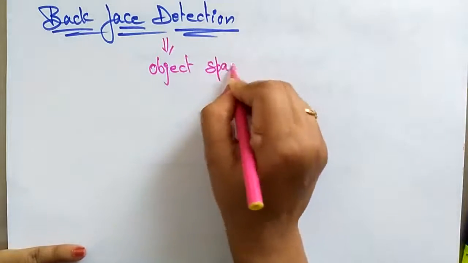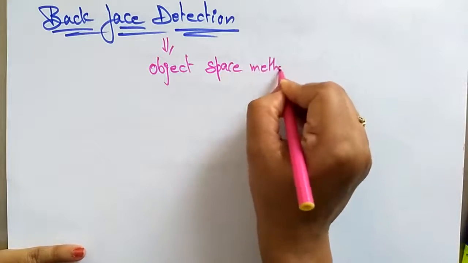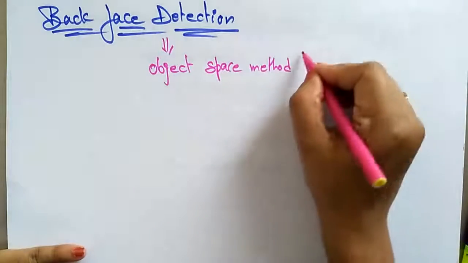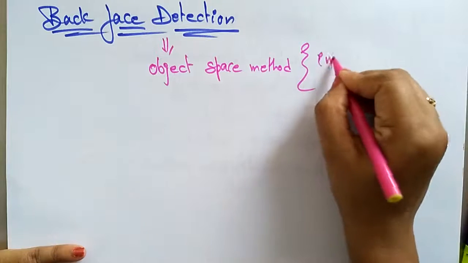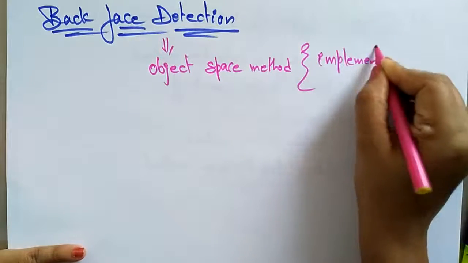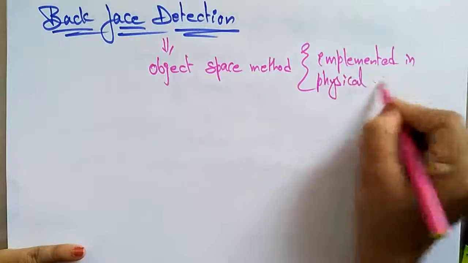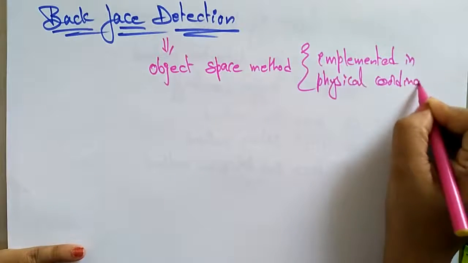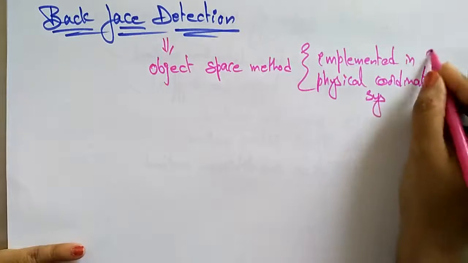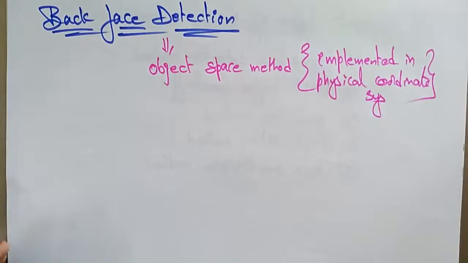Object space method. So what I said, the object space method is implemented in the physical coordinate system. So the back face detection is also implemented in the physical coordinate system because it is an example of the object space method.